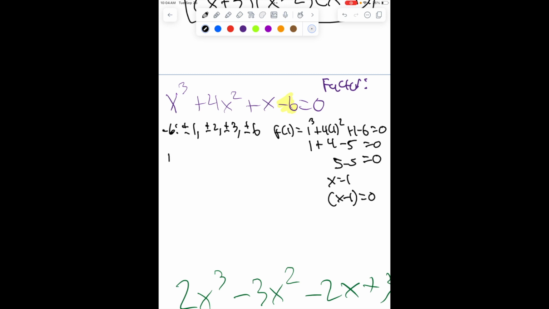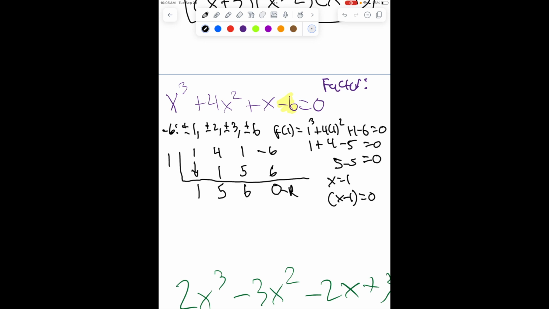So when I'm using synthetic substitution, I'm looking for my coefficients. My coefficients are 1, 4, 1, -6. Again, it goes in order, so I don't have to add any placeholders on this one. Start by bringing this down. 1 times 1 is 1. This gives me 5. Move it over. 5 times 1 is 5. This gives me 6. 6 times 1 is 6. -6 plus 6 is 0. That's my remainder. That's kind of what we want.